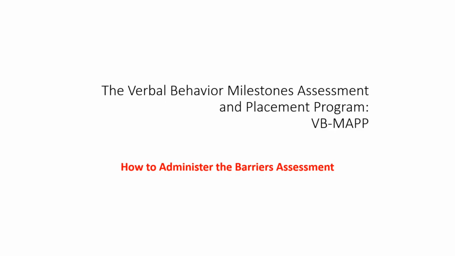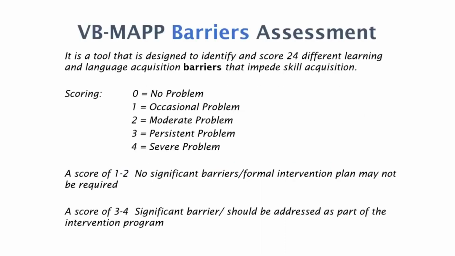Programming for students should include both behaviors that need to be increased, such as demanding and making requests, and behaviors that need to be decreased, such as SIB, self-injurious behavior. The elimination of a single barrier can sometimes improve multiple skill areas.